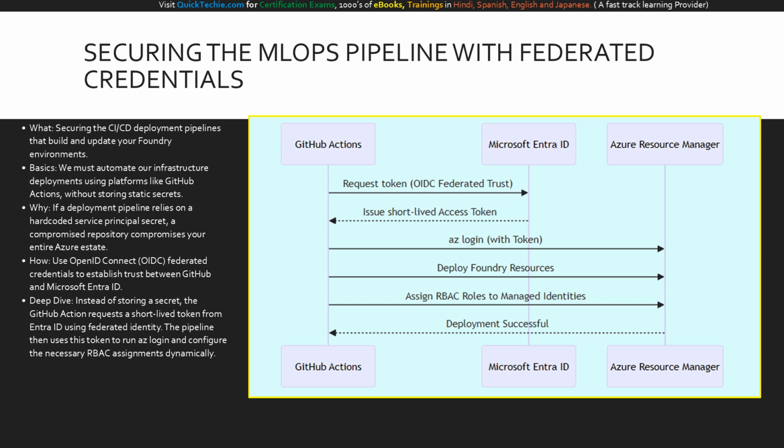This sequence diagram maps out the secure, passwordless deployment flow. It starts with GitHub Actions reaching out to Microsoft Entra ID, requesting a token based on a pre-established OpenID Connect federated trust. Entra ID verifies the repository and issues a short-lived access token. GitHub Actions then executes AZ login using this temporary token. Fully authenticated, it instructs Azure Resource Manager to deploy the Foundry resources and dynamically assign the strict RBAC roles to our managed identities. The deployment is completely successful, and at no point was a static password ever exchanged or stored.